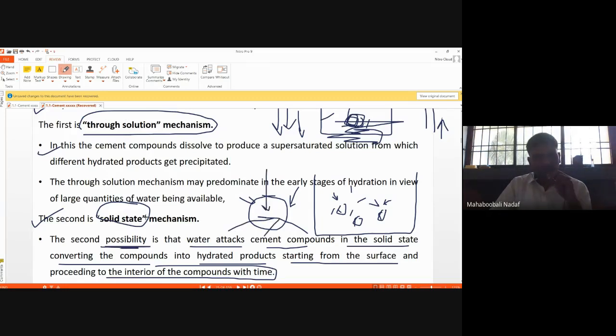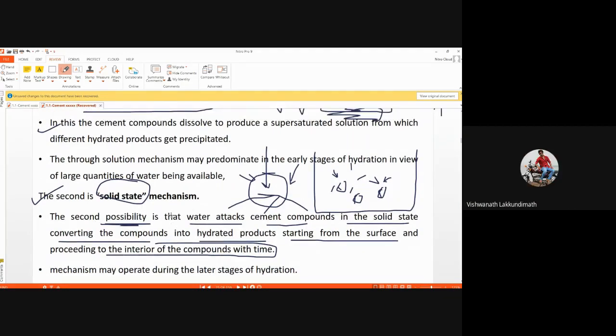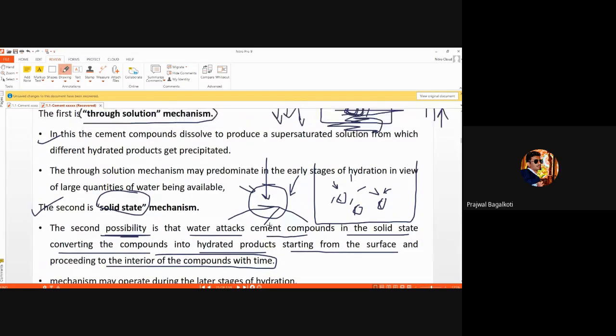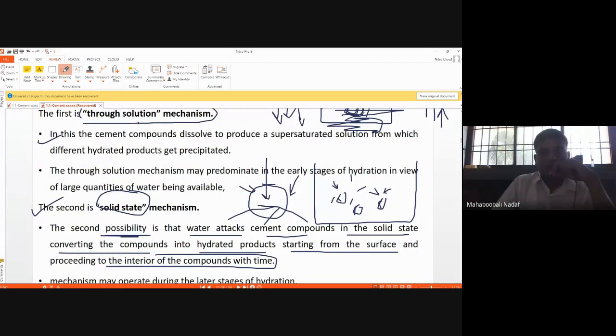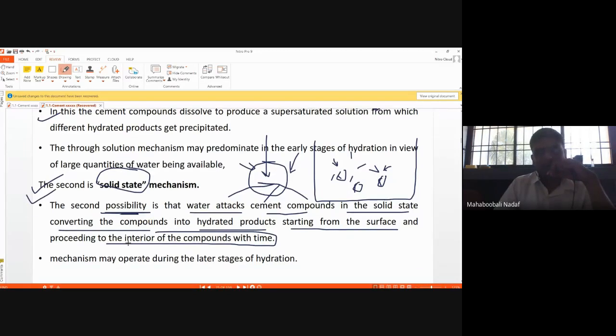This slide is clear for everyone? Through solution mechanism is more when you add water at the starting stage. The solid state mechanism will be predominant in the later stage. After adding water, after some time, this state will come. Shall I go to the next slide? This slide is clear.